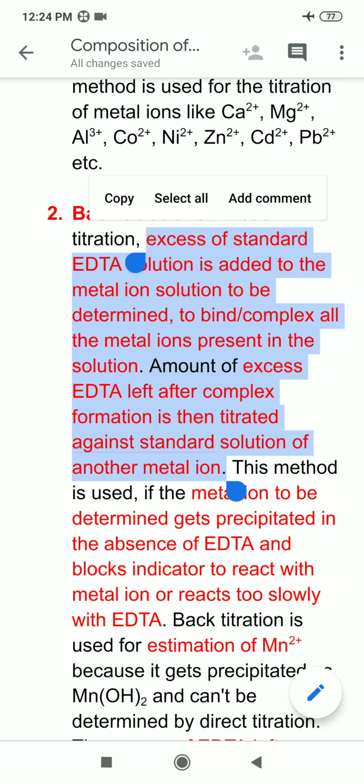In back titration, we take a metal ion solution and mix it with excess of EDTA solution. When we mix, metal will form a complex with EDTA, but as we have used excess of EDTA, some of the EDTA will be used by the metal for forming the complex, but the excess amount of EDTA, which is left free, will remain in the solution. So we will titrate that EDTA against another standard solution of metal ion.